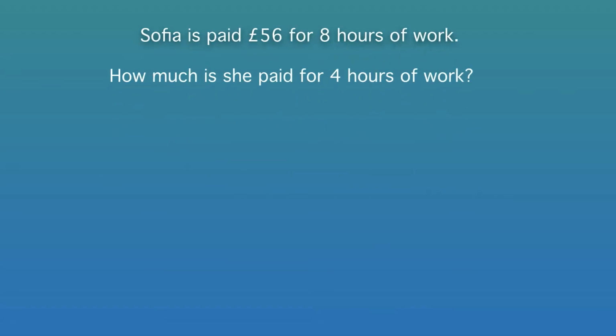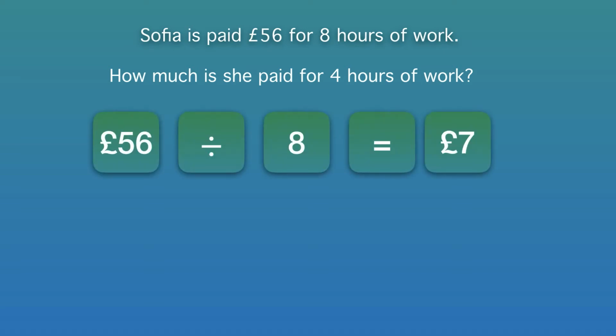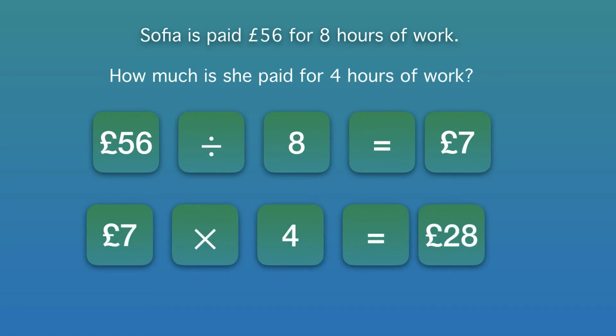Okay, if you've tried, well done. Let's do this together. Sophia is paid £56 for 8 hours of work. How much is she paid for 4 hours of work? This is essentially a two-step answer. First, find the unit price of 1 hour of work by dividing the total amount, £56, by 8, which gives you £7. Then multiply that £7 by 4, because we want to find out how much she is paid for 4 hours of work, to give you a total of £28.